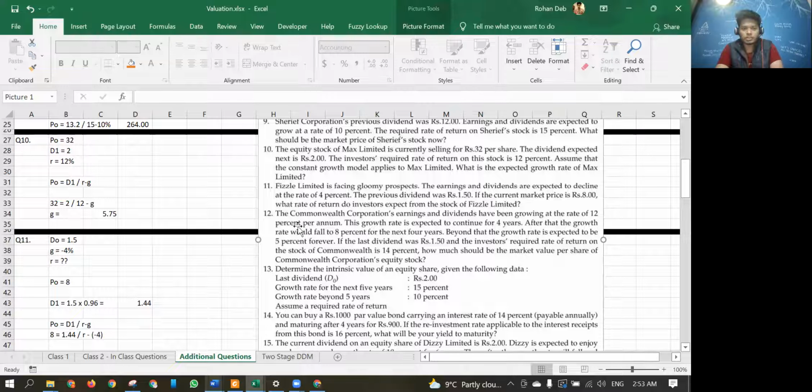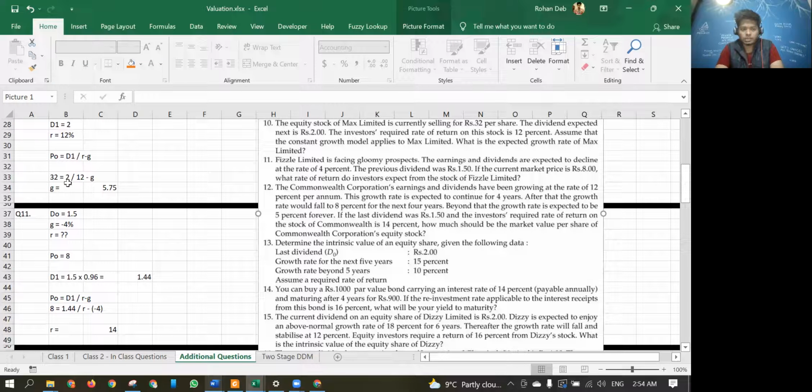Very good. So in this question, what they were asking is that if 32 rupees is the price of the share, and D1 is given, R is given, G is not given. So you have to calculate G. In just the same way, use the formula. So the price it's selling for is 32. We assume that it's selling at the price that it should be selling at, so that's why we are using that as P0. If you calculate this, you will find that G comes to 5.75%.